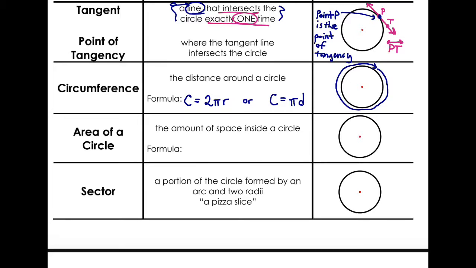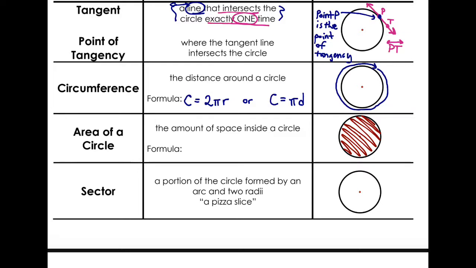Now for the area of a circle, hopefully you are familiar with the word area. Remember, area means the space inside. Since we're talking about the area of a circle, we're talking about the space inside the circle. If this was a pizza, for instance, we're talking about everything, the cheese.